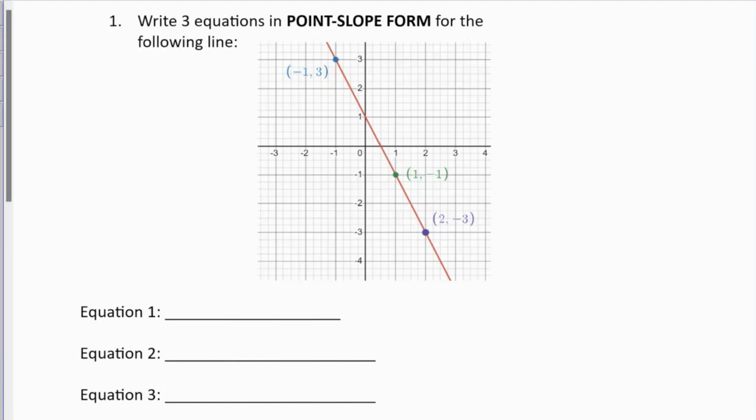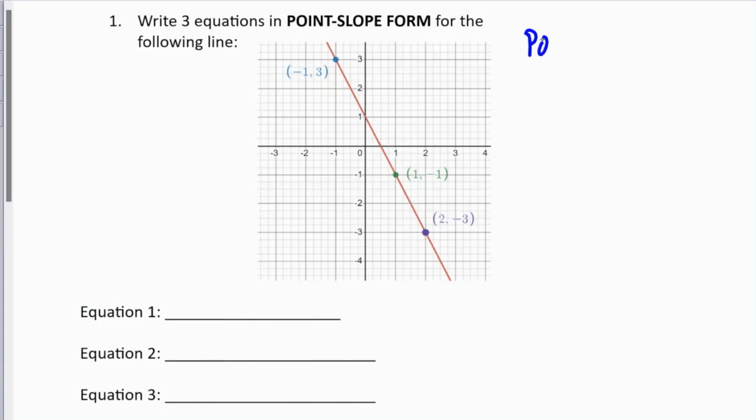All right, today we're going to be going over the Module 4 test review. Number 1 says write an equation in point-slope form for the following line. So they give us our line, and they give us 3 points on the line. So we're going to be using point-slope form to figure out what our 3 equations are. First, let's go over what point-slope form is.